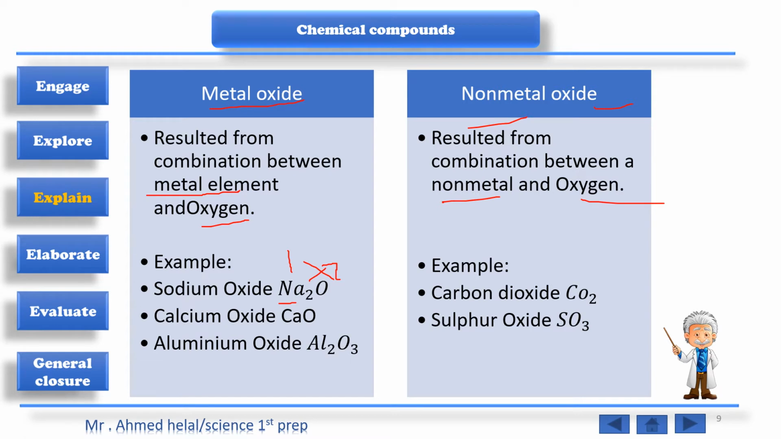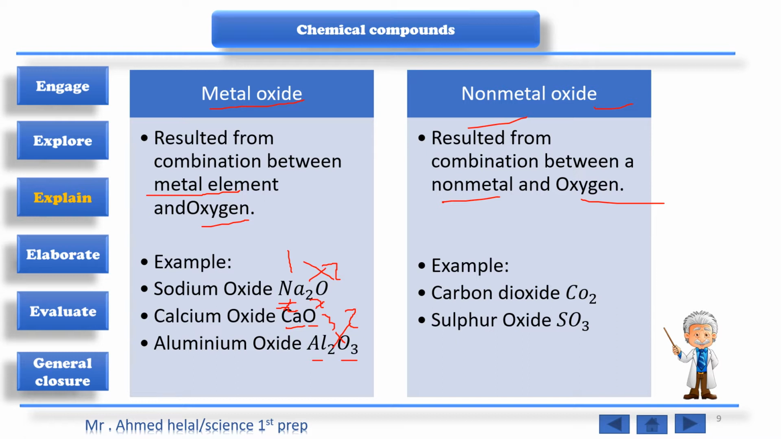Can you remember? Okay, and we have calcium oxide, CaO. We have divalent oxygen, divalent calcium. Okay, so it will be CaO. Okay, this is a metal. And aluminum oxide. Aluminum is a metal, and oxygen, this is divalent and this is trivalent. When you change the valency, it will be Al2O3. Okay, this is metal oxide.